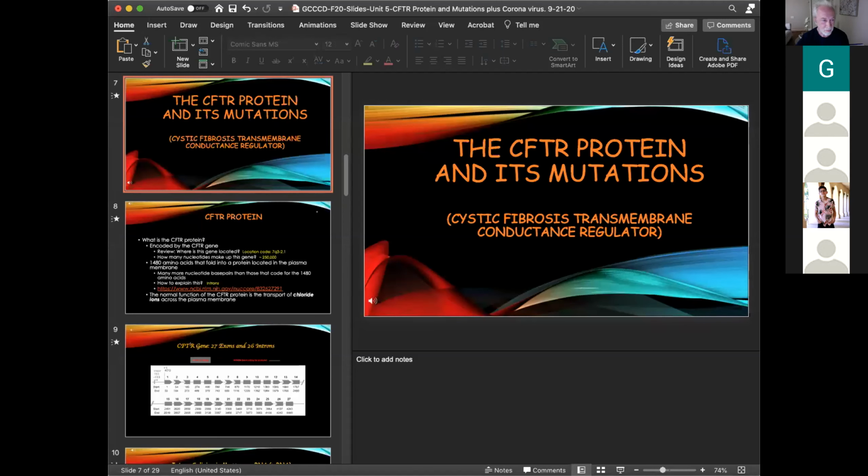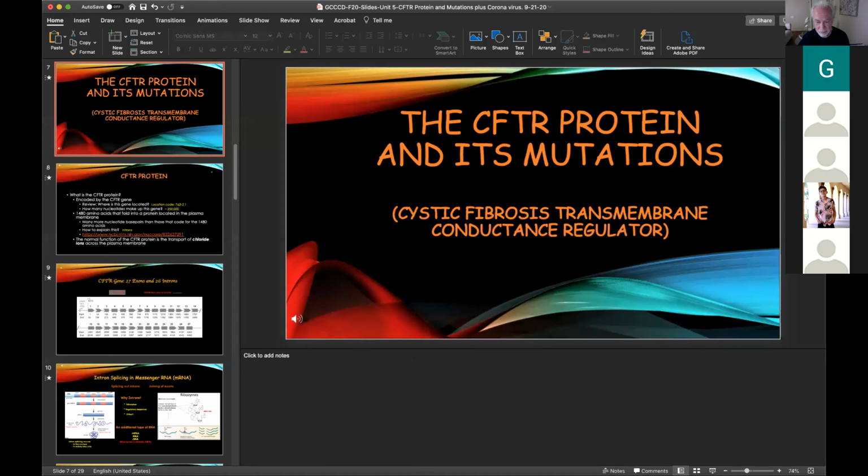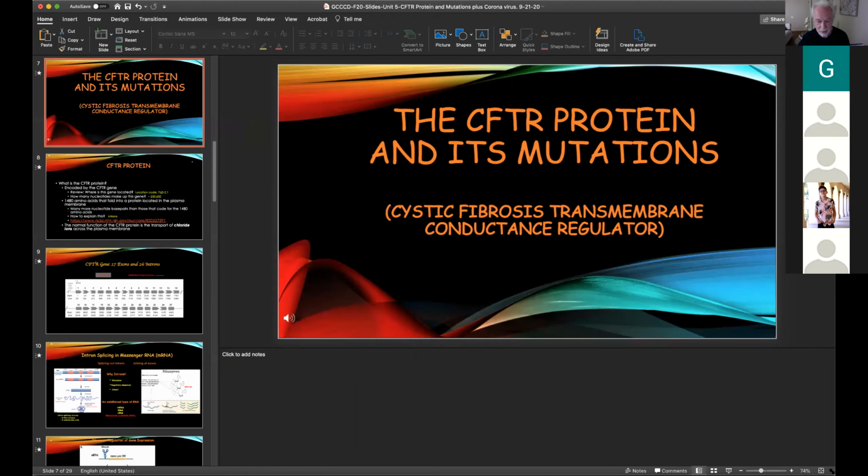Can you see the CFTR protein? Yes. Okay. See it?